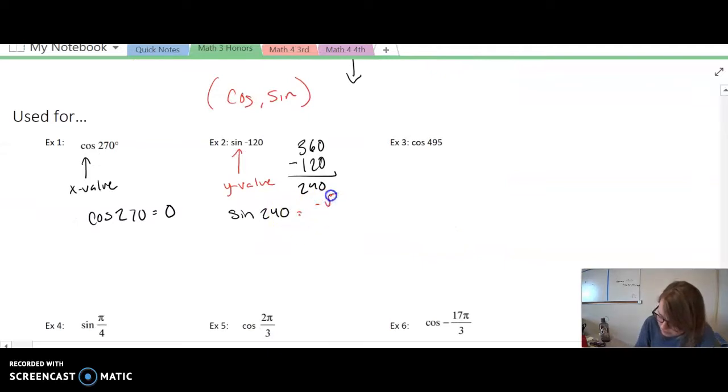So we have negative square root of 3 over 2. And I want the exact answers for these. I don't want that funky decimal that you would get if you put this into Desmos. I want the exact answer, meaning I want square root of 3 over 2. Nothing else.